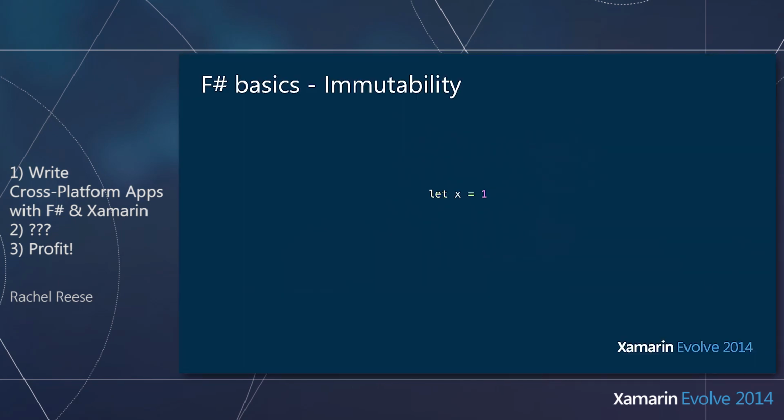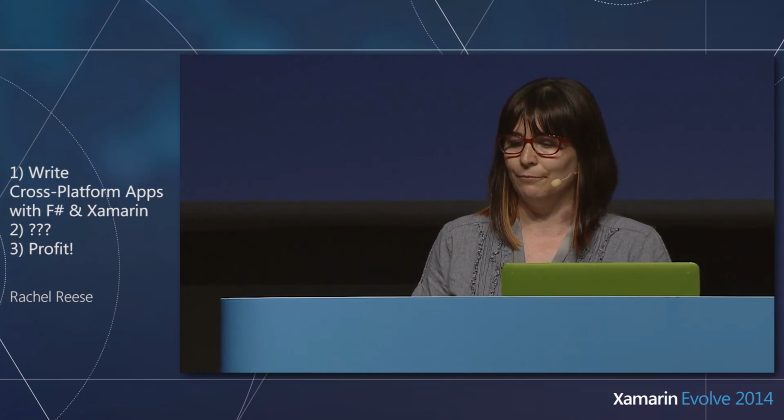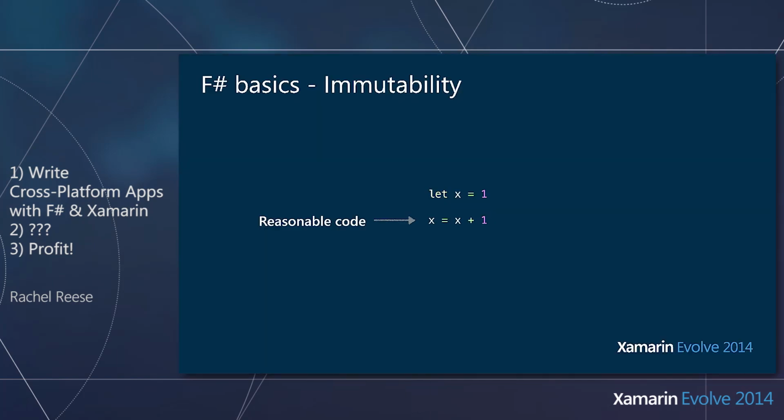The absolute basics. We're going to start at the absolute beginning. Sort of can't get more fundamental than this. Let is how you define something. X in this case is a value, not a variable, because F# is immutable by default. And I always like to start with immutability because that confuses and concerns a lot of C# devs. You guys don't really know what to do with that. It's not a mode of thinking that is often something you work with.